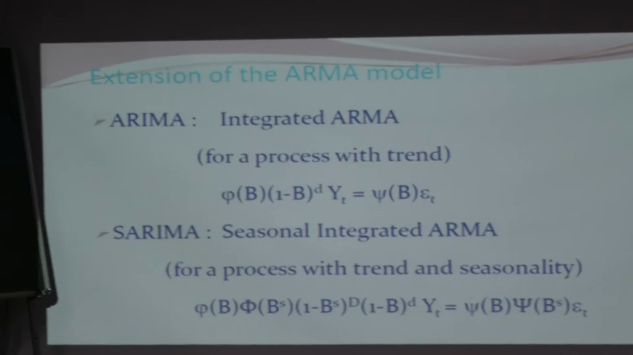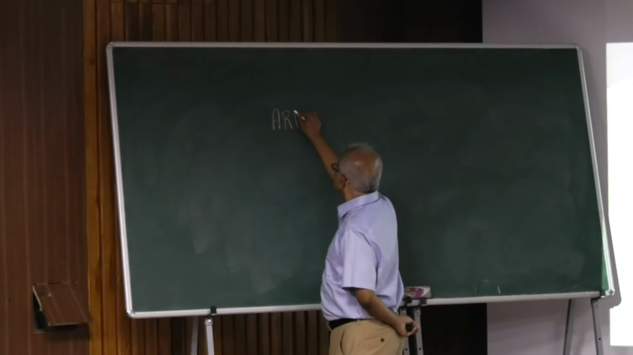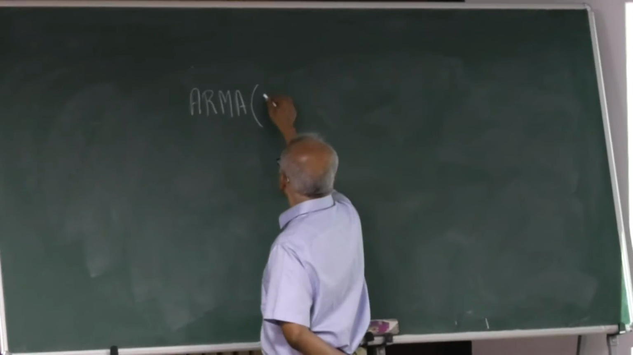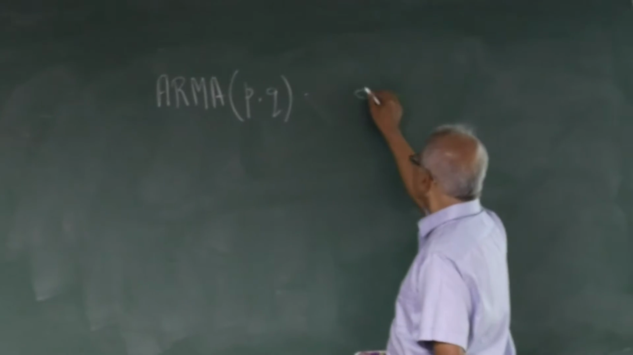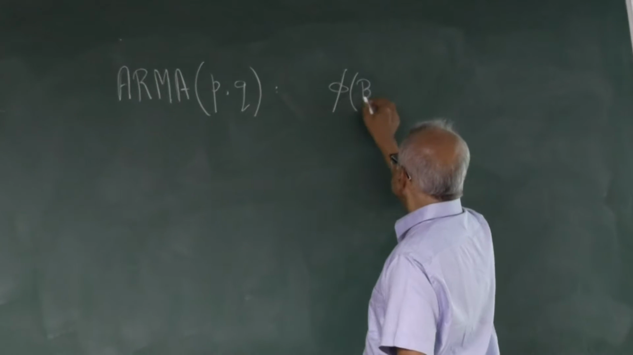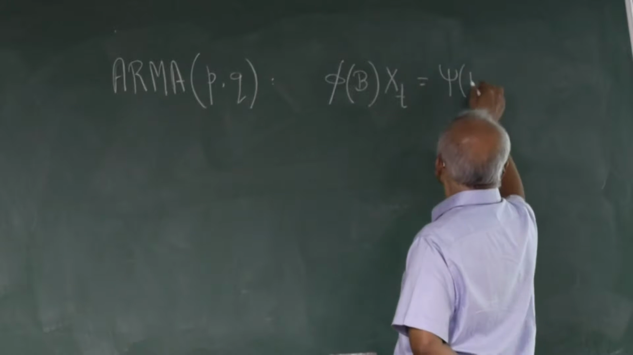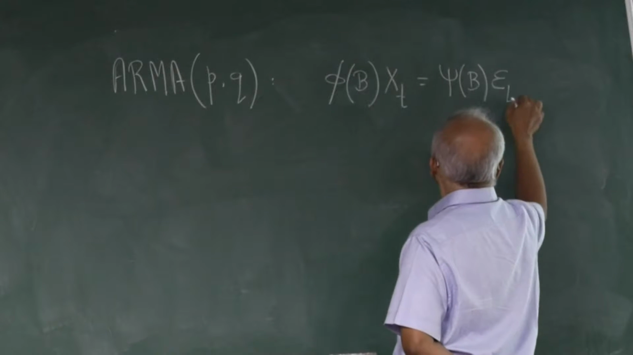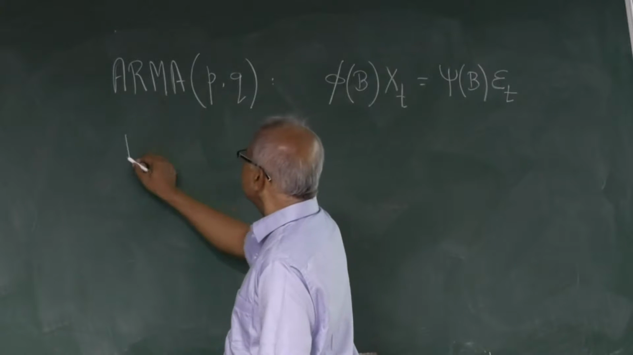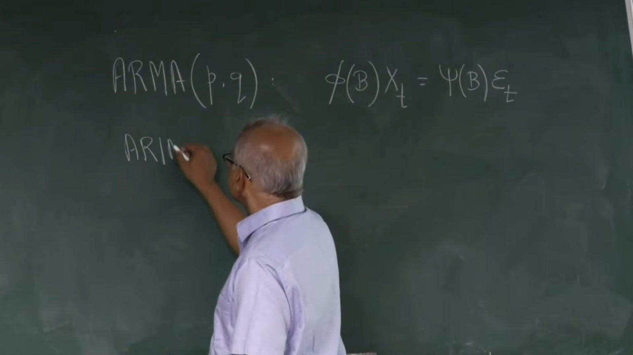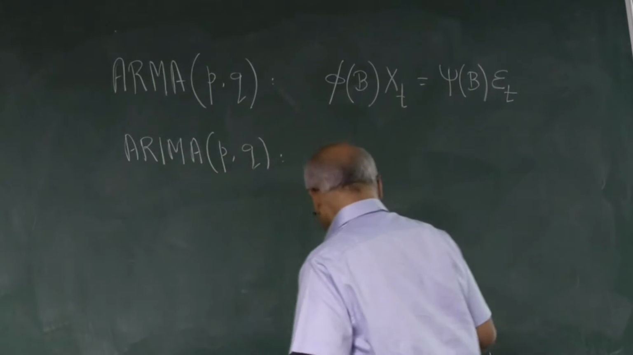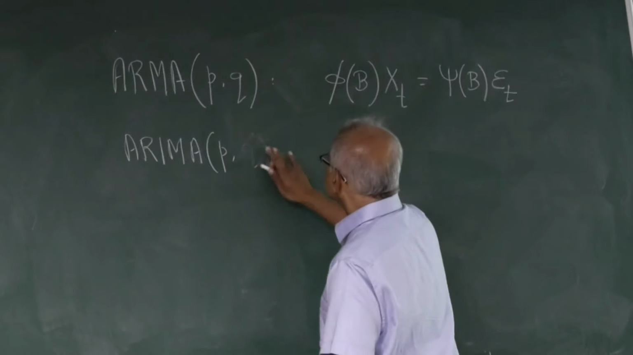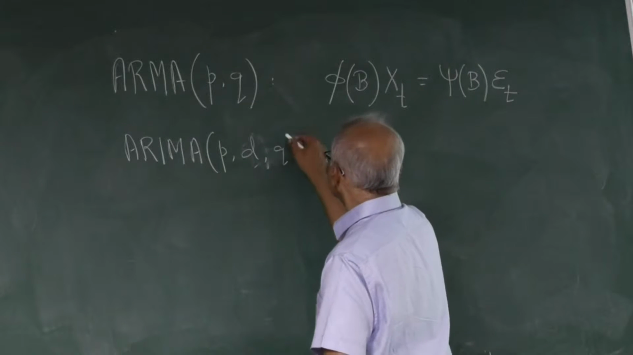The ARMA is phi of B x_t equal to psi of B epsilon_t. And the ARIMA is this, which will have 3 parameters here, p, d, q.